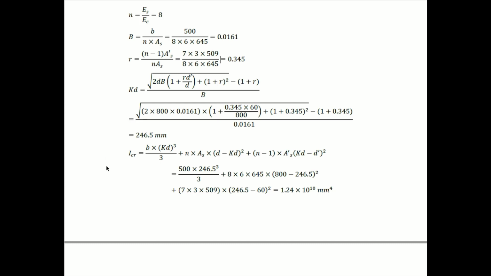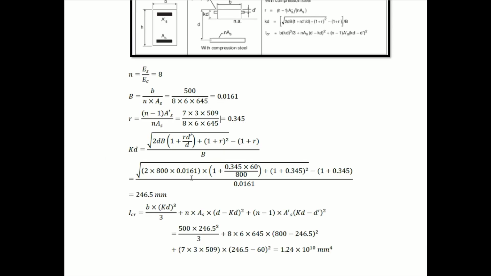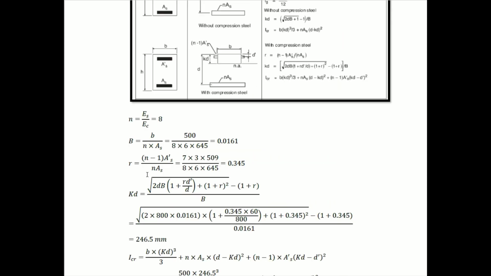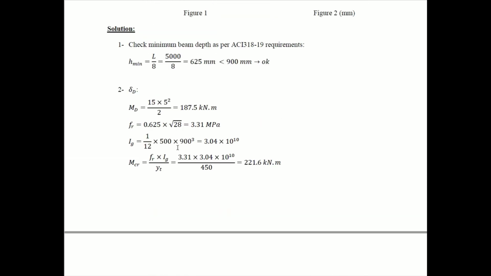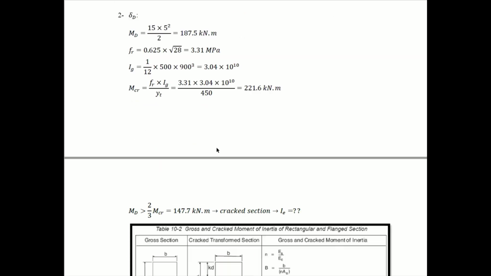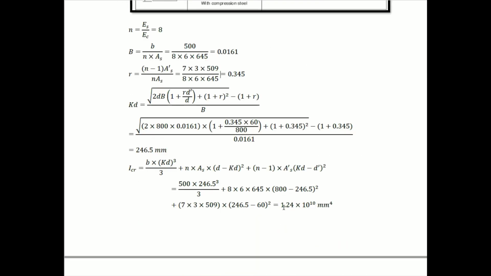Always, always, always I crack must be less than I gross. So if I check I gross, let's see here, I gross is equal to 3.04. I cracked is equal to 1.24. Okay, this is just a quick check.